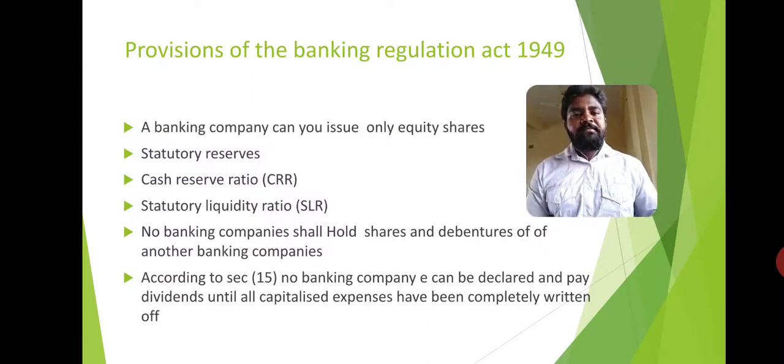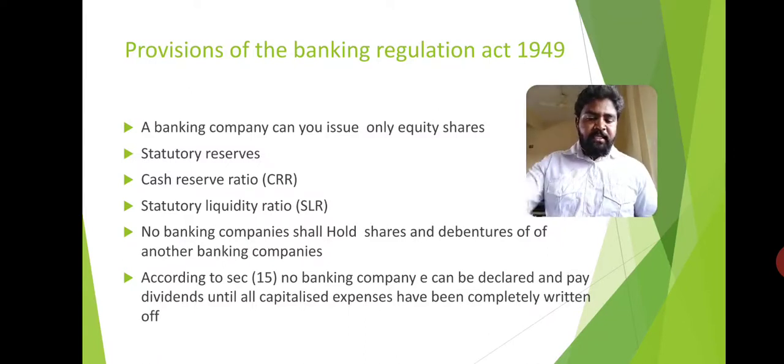And next, come to the statutory reserves. So the next provision of the Banking Regulation Act 1949 is statutory reserves. According to Section 17 sub-section 1 of the Banking Regulation Act, every banking company incorporated in India must transfer at least 25% of its annual profits to the statutory reserves. This condition is to be followed. Here all the banks every year should transfer 25% of their annual profits to the statutory reserves.